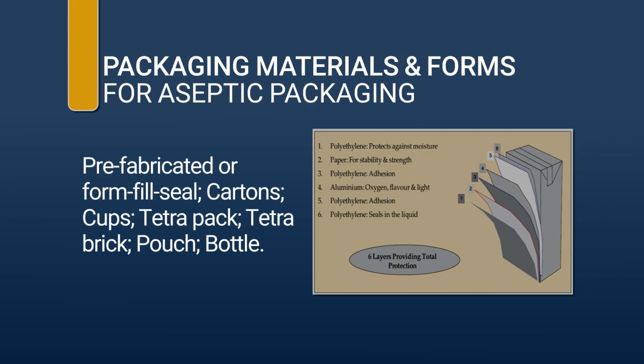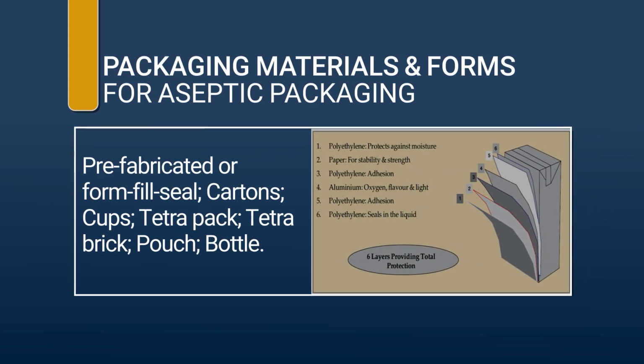Here you can see the packaging material which is used for aseptic packaging. This is an example of a Tetra Pak. The packaging material normally uses different layers. Here you can see 6 different layers. The outermost layer is made of polyethylene, which protects the product from moisture. Then the second layer is the paper board, which gives mechanical strength to the packaging material. Then the next layer is polyethylene, which acts as a binding or adhesive layer.